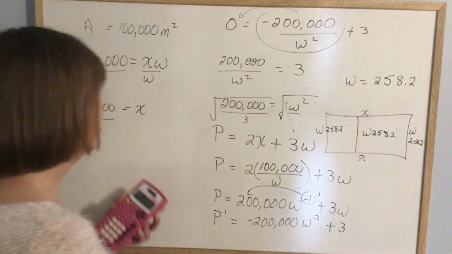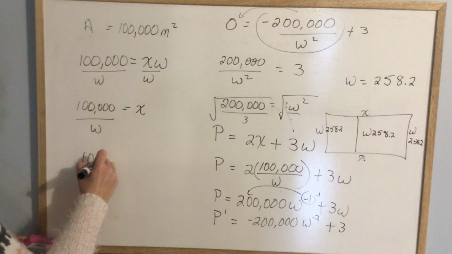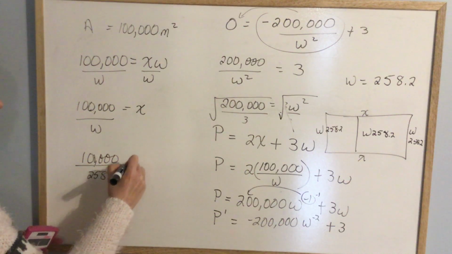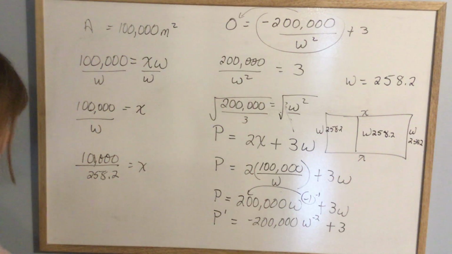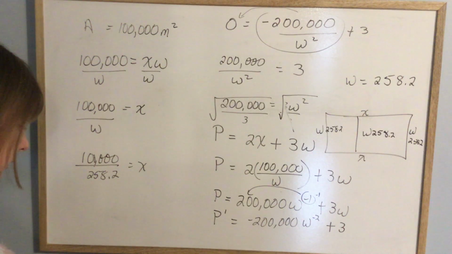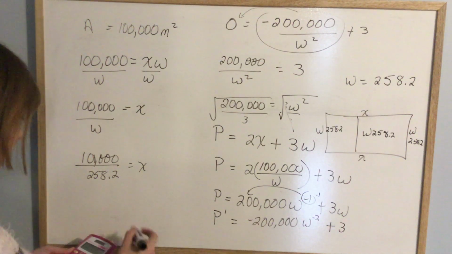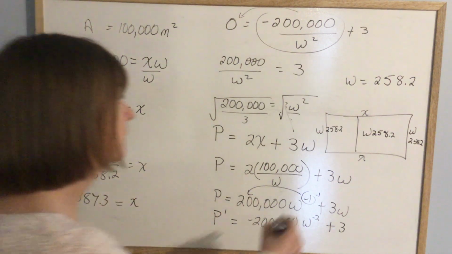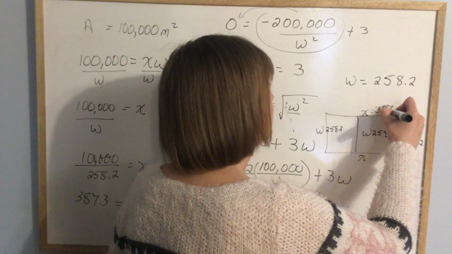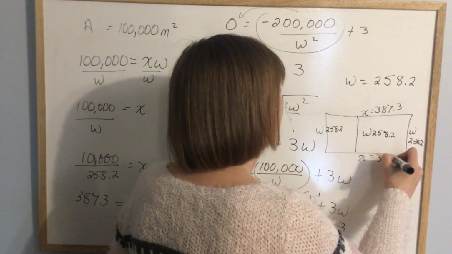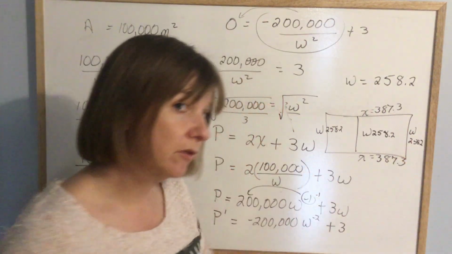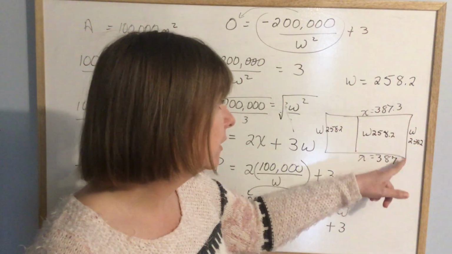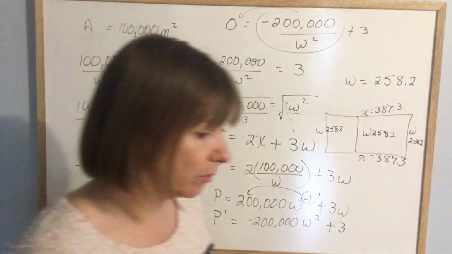Now I need to know what those lengths should be, so I would go back here and do 100,000 divided by 258.2, and so 100,000 divided by my answer, and I get that my x should be 387.3. Now in this case, a square is not the most economical, and that's because instead of just a length and a width, you actually had 3 widths, which throws things off a little bit.